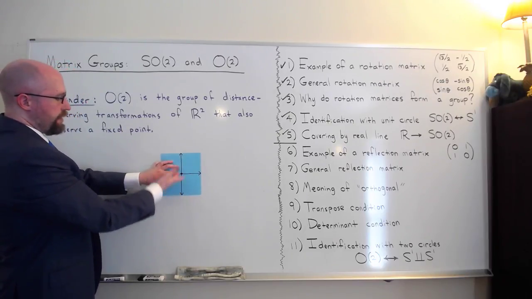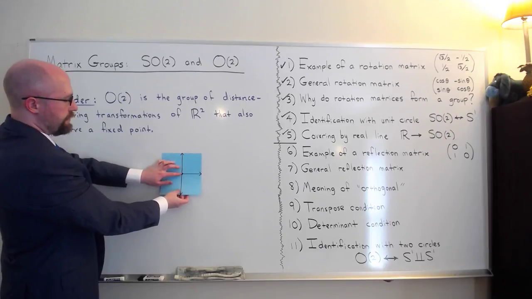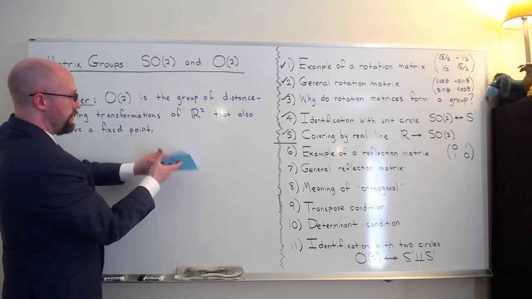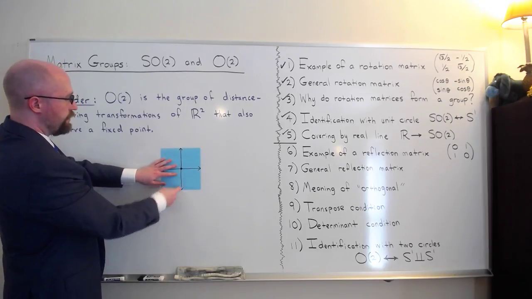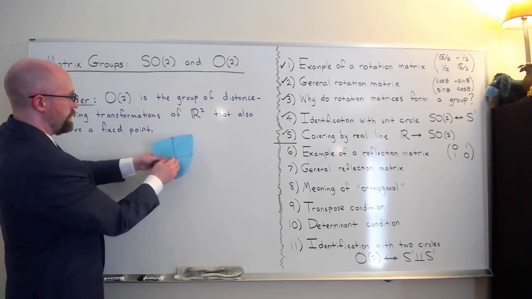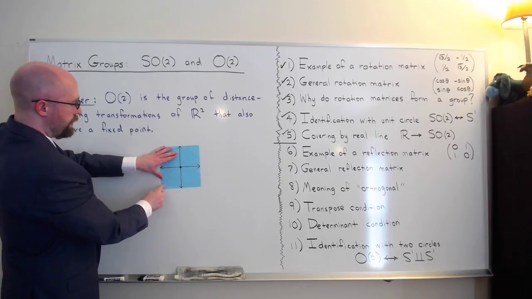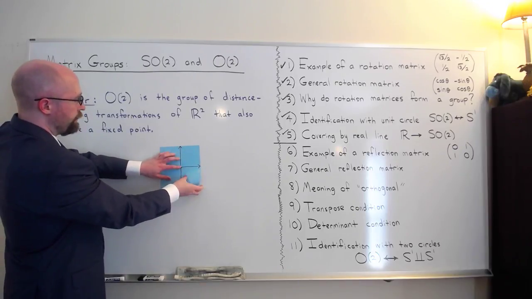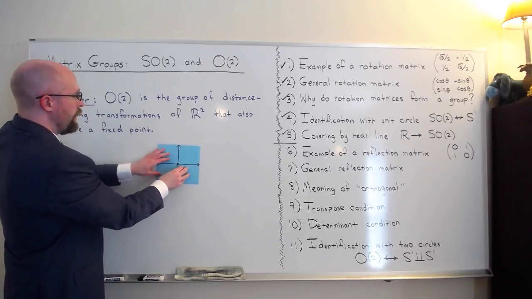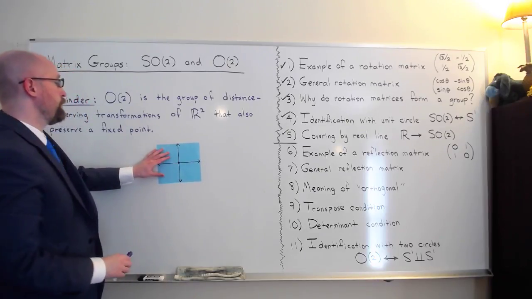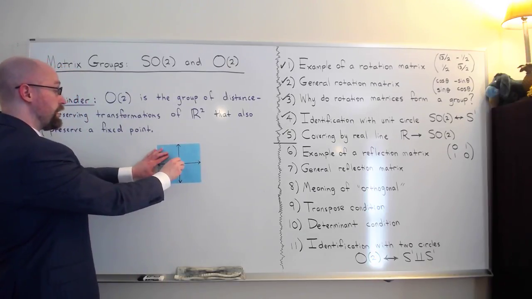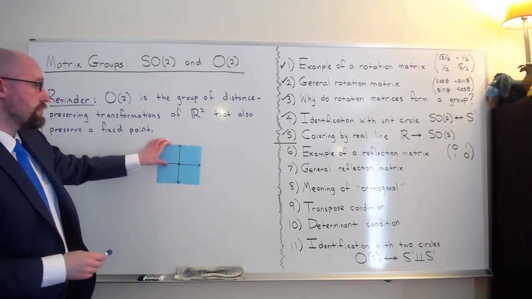But the way I represent a reflection with this little physical piece of paper is I just flipped it over. So the idea is this arrow goes up to where that arrow was, and vice versa. And you could reflect across a different line. So say you have this line here, and so you reflect it that way. And the point is that you are preserving this fixed point. This point here doesn't change.